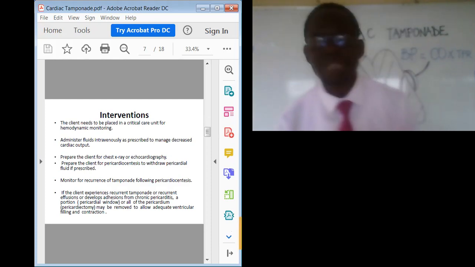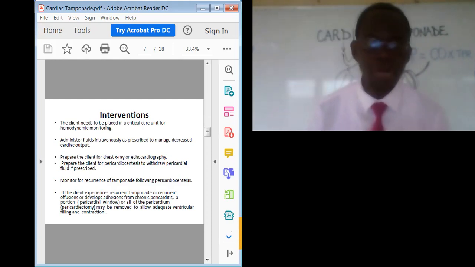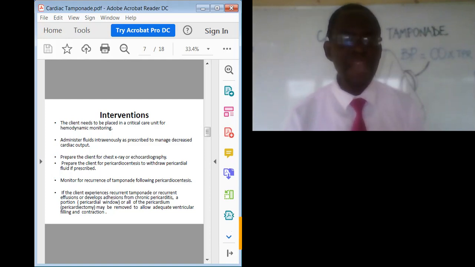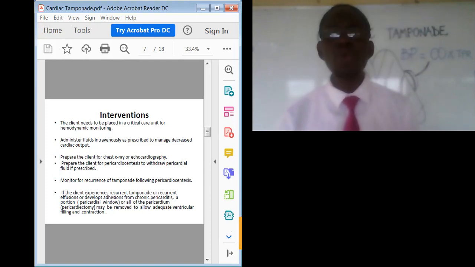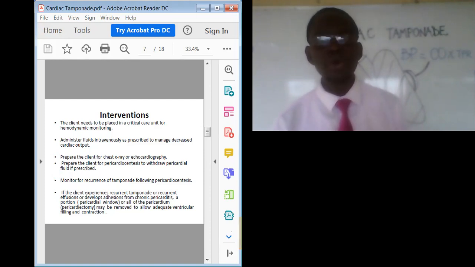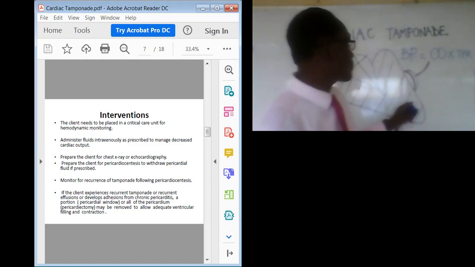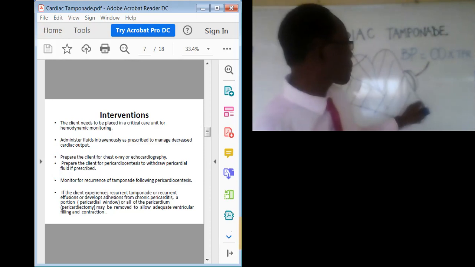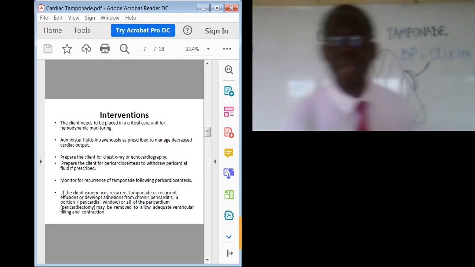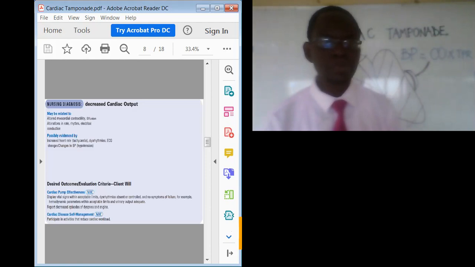If the client experiences recurrent tamponade or recurrent effusions, then there is need to do what we call a pericardial window, whereby they put a hole here, and then the fluid is accessed via the pleural cavity.